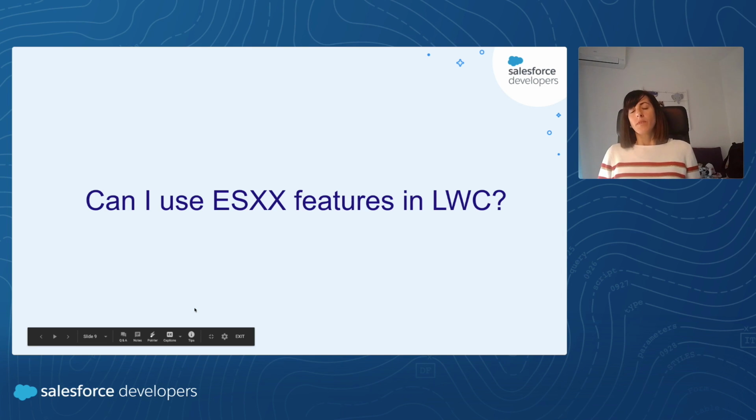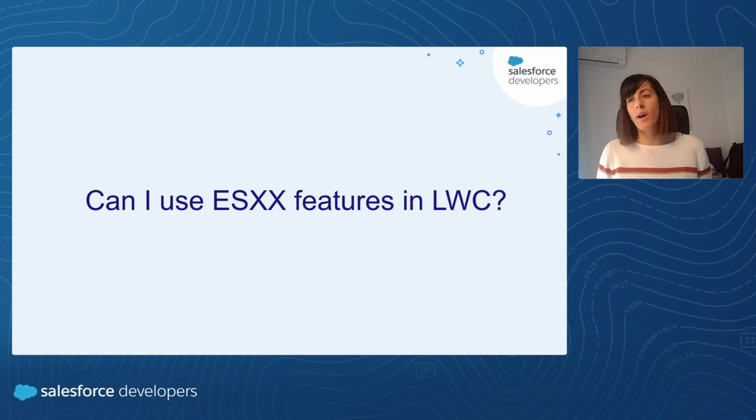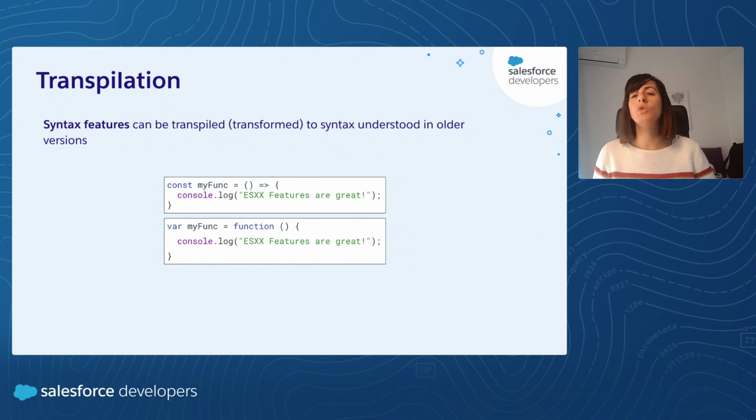So, after this explanation about terminology, then we arrive to the bigger question in this presentation. Can I use ECMAScript XX features in Lightning Web Components? And we are going to see that to explain that, we need to understand how the Lightning Web Components compilation process works, and also certain things that we do at runtime to ensure backwards compatibility for our Lightning Web Components applications.